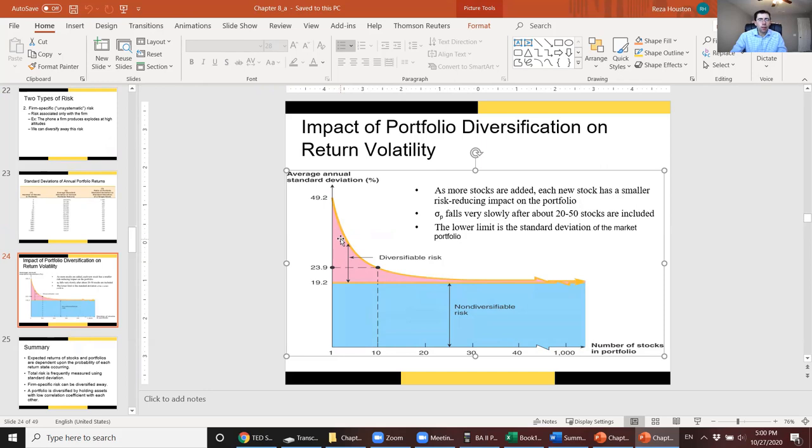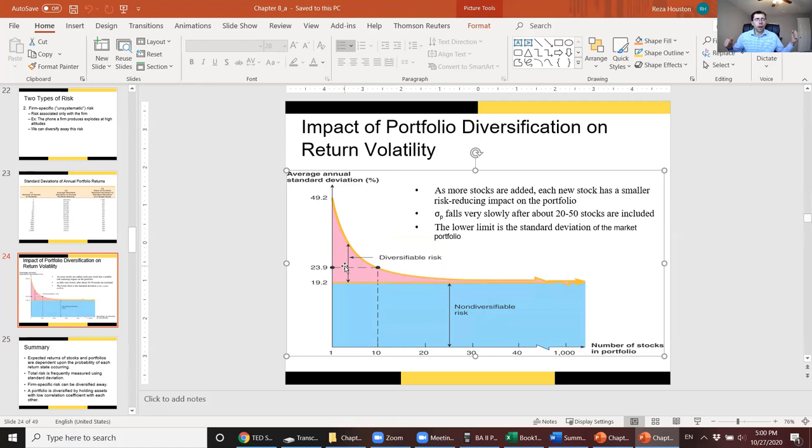We can break that down into the two components: the diversifiable firm risk in pink here, and then non-diversifiable market risk. The reason this graph is important is that after a certain point, once we have enough stocks in our portfolio, we stop caring so much about the firm-specific risk. We've diversified our portfolio enough that one firm-specific risk event will not tank the value of our portfolio. It won't destroy our portfolio.